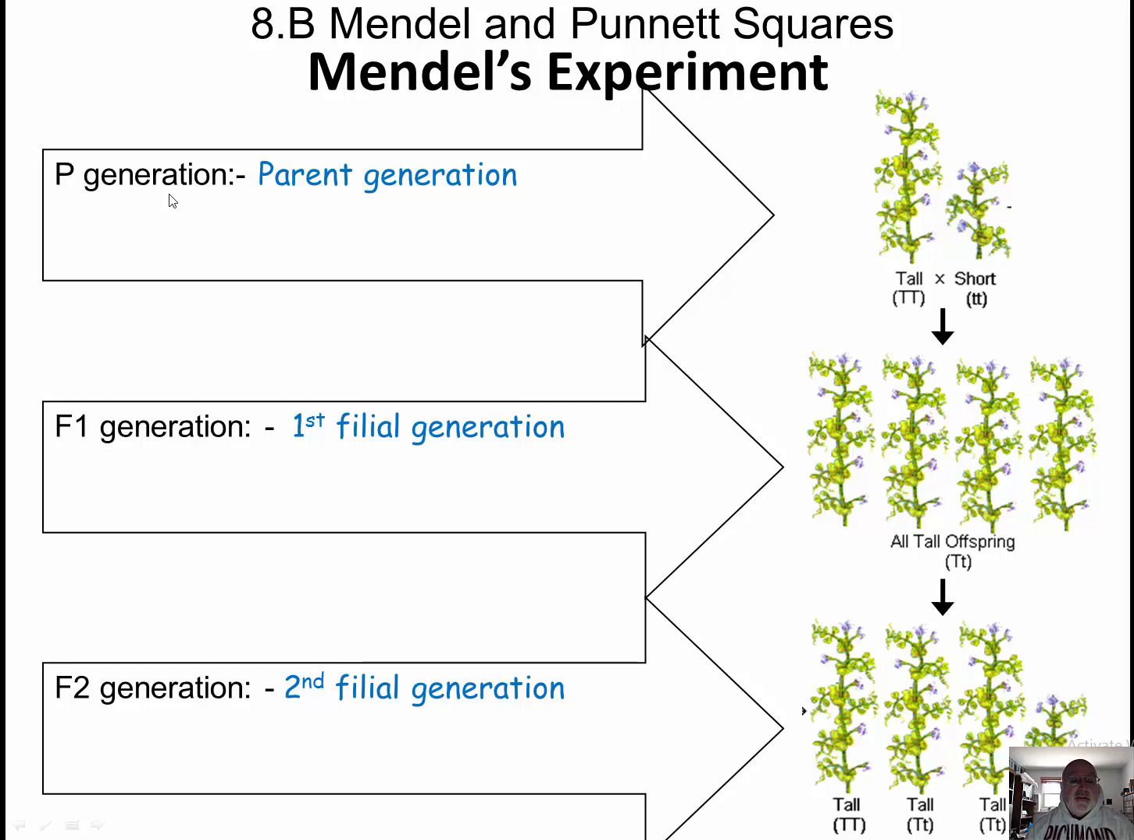We do call this the parent generation. We call these the filials, filial 1 and 2. We have dominant and recessive. We have his 3 laws, which we'll talk about. We still use Punnett squares. I'll explain what a Punnett square is.